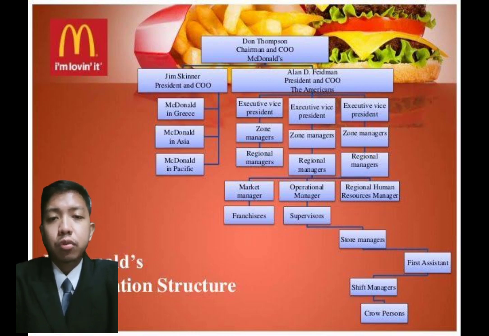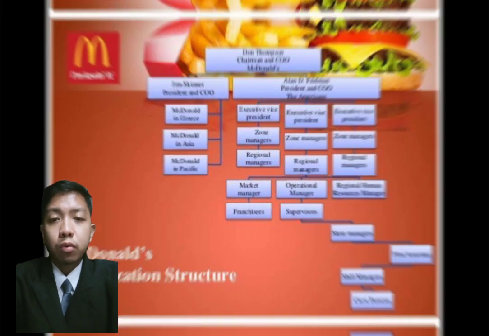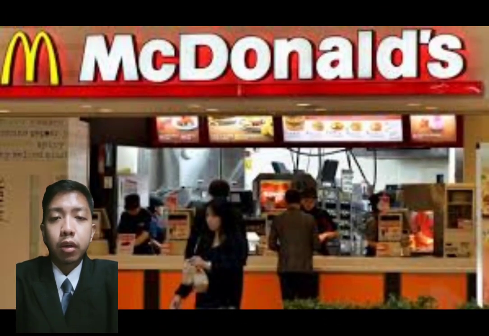McDonald's organizational structure has the following characteristics, arranged according to significance in affecting food service business operation: global hierarchy, performance-based divisions, and function-based groups. So let's go to the global hierarchy.